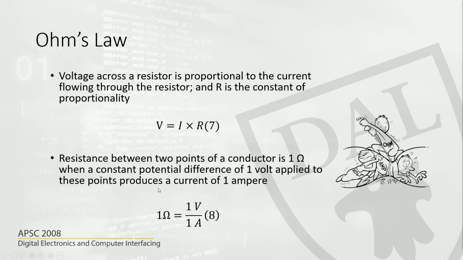The unit of resistance is ohms. So how do we define ohms? Let's say between 2 points of a conductor, if you apply a voltage or potential difference of 1 volt, and a current of 1 ampere flows through that wire, then that wire is said to have a resistance of 1 ohm. So that is ohms. The symbol we use is omega.